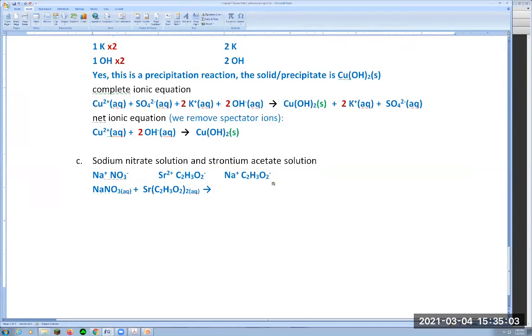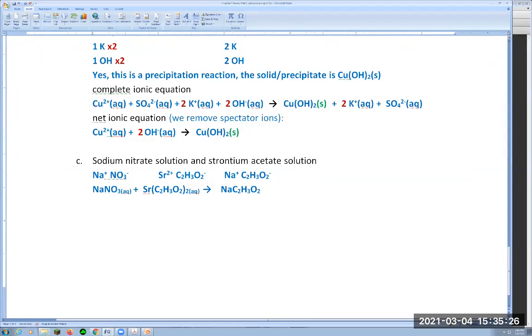And so because you see that you have one positive charge, one negative charge, so one of each ion will make this a neutral formula. So then we know the formula will be just Na and then C2H3O2. So you keep Na in front because that's the positive ion.